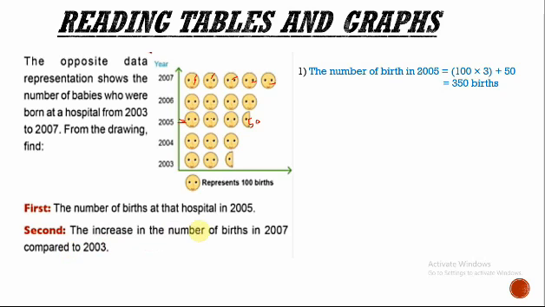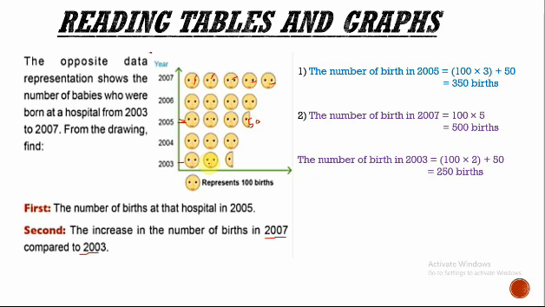Second, the increase in the number of births in 2007 compared to 2003. Here I need to find the number of births in 2007 and in 2003. Let's start with 2007. 1, 2, 3, 4, 5, 5 full faces, 5 times 100 or 100, 200, 300, 400, 500 births. Then, the number of births in 2003, which is 100, 200, and 250 births.